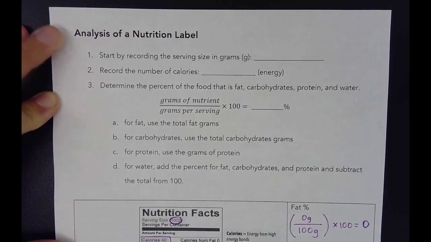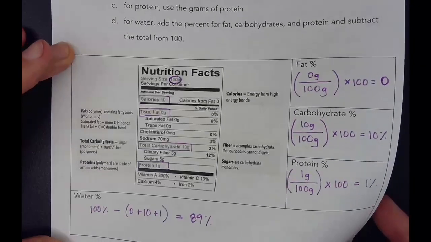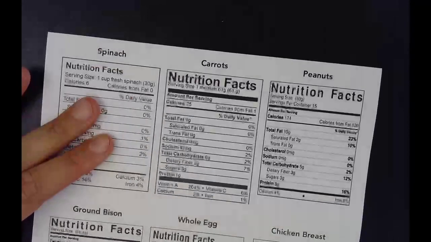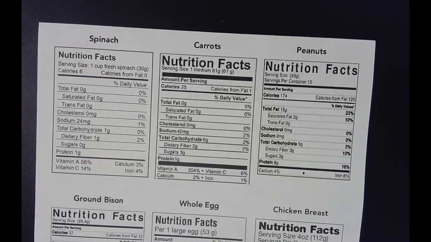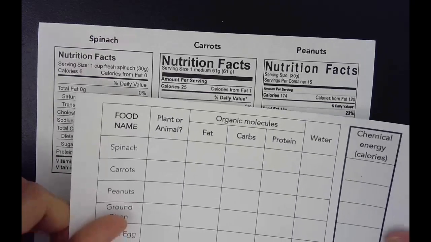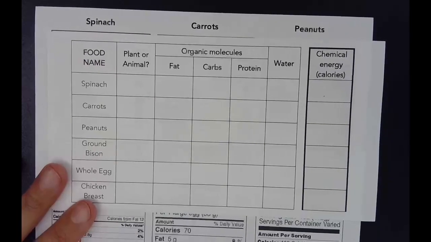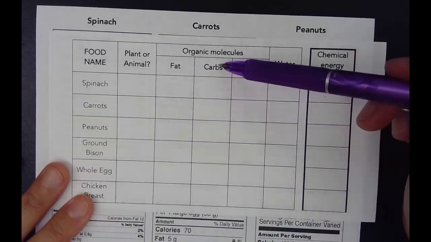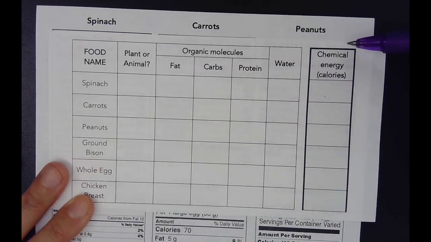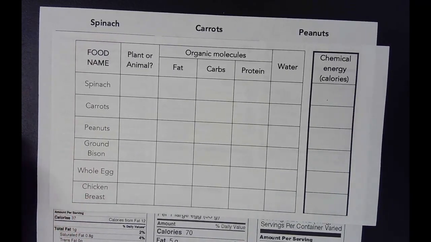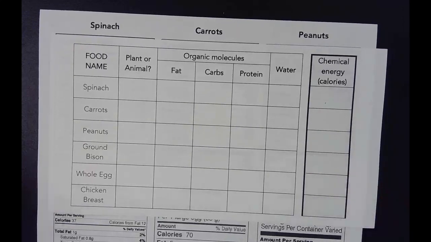So now that you know how to analyze a food label, first of all the instructions that you need are here. But now that you know how to analyze this food label and what each of these things are, you have some food labels on the back, and you are going to analyze those food labels and fill out this table here in order to record the amount of fat, carbs, protein, water, and of course how much energy there is in that food as well. So go ahead and copy these into your notebook, and let's get started on those calculations.